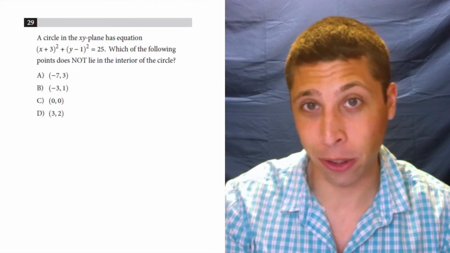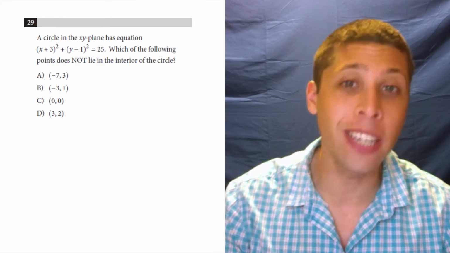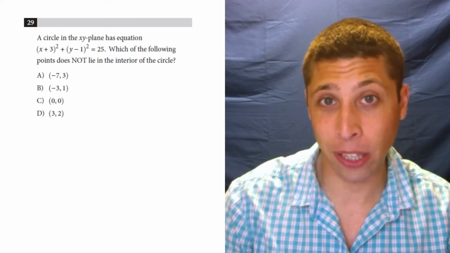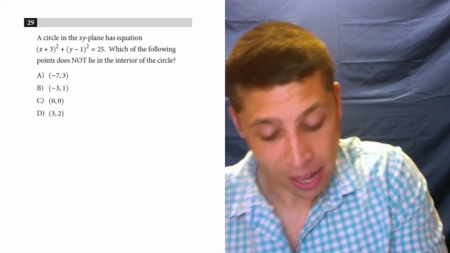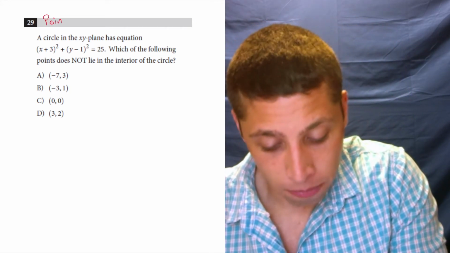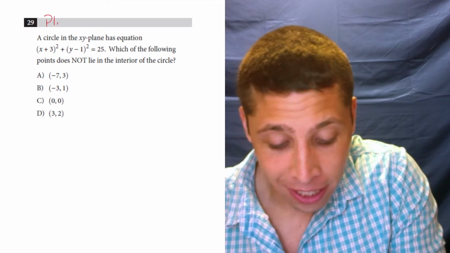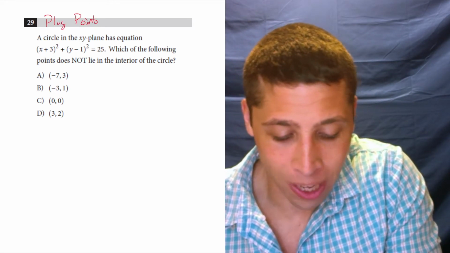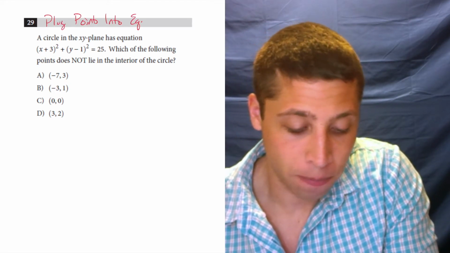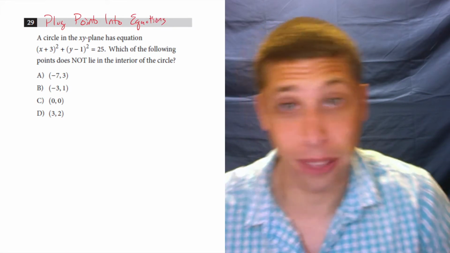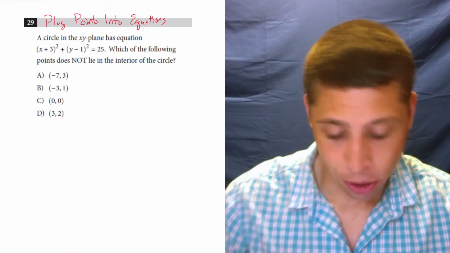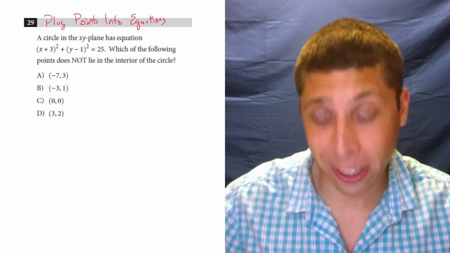That would be great if we understood how the circle equation worked, but we don't need to because we just see that we have an equation and we have 4 points. And so what strategy should we use? How about we say plug points into equations? My favorite strategy, because it doesn't really require a lot of clever thinking. We're just doing it. So I would be lazy and I'd start with C.